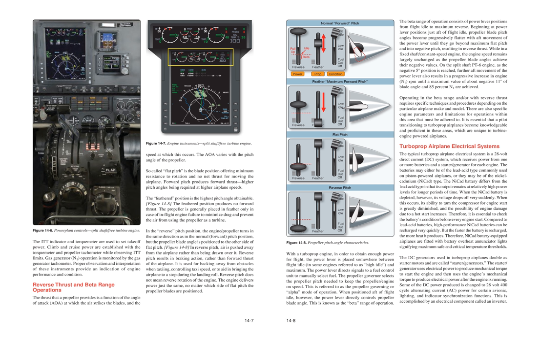14-7. Figure 14.6. Power plant controls, split shaft/free turbine engine. The ITT indicator and torque meter are used to set takeoff power. Climb and cruise power are established with the torque meter and propeller tachometer while observing ITT limits. Gas generator, N1, operation is monitored by the gas generator tachometer. Proper observation and interpretation of these instruments provide an indication of engine performance and condition.